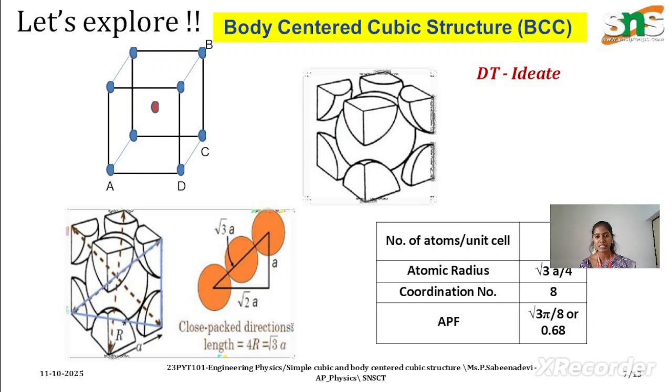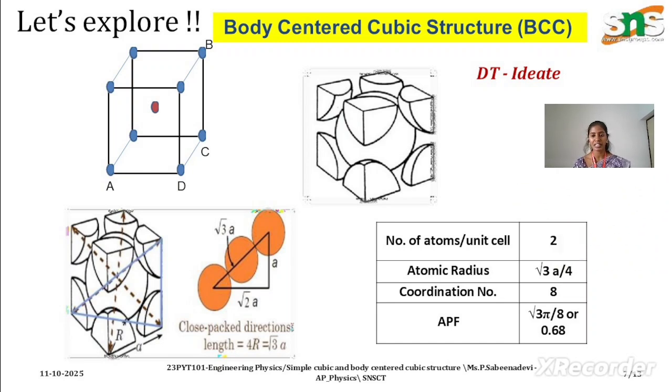Next is the BCC structure. In BCC structure, the atoms are arranged at the corners as well as the middle of the body. Each corner contributes 1/8 part of an atom, so the total number of atoms contributed by the corners is 1. Inside the structure, it has one full atom. In total it has 2 atoms. The atomic radius is root 3a by 4 and the coordination number is 8. So let us consider a cubical box.